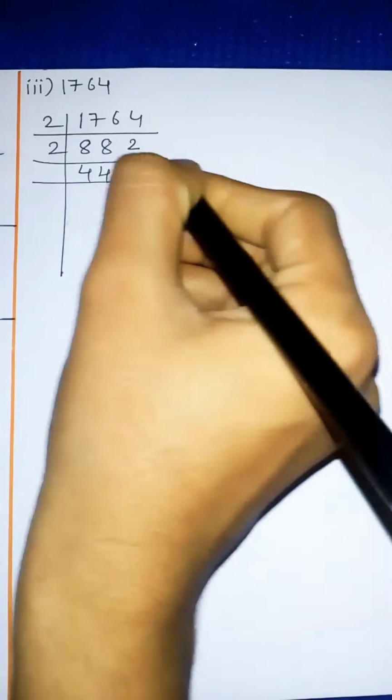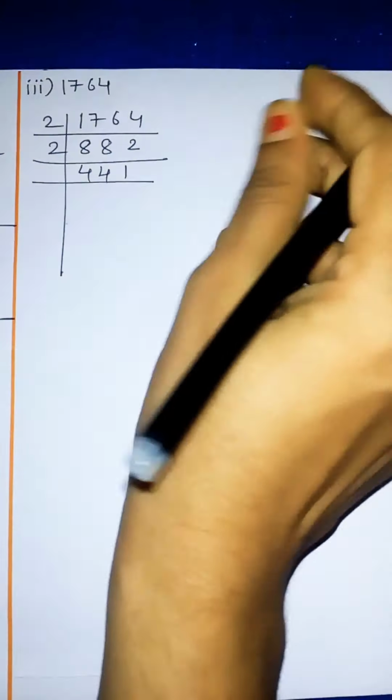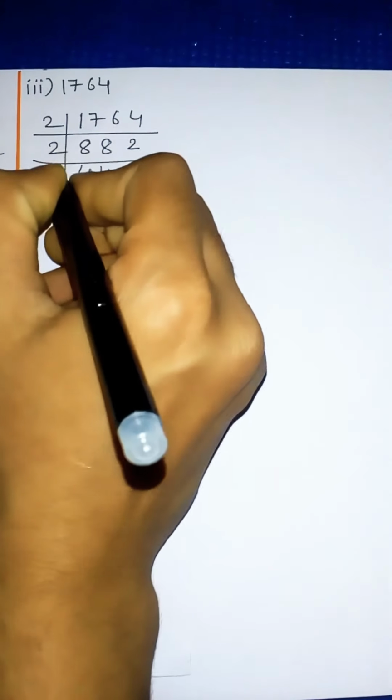Now 4 4 1. So we can take the table of 3. The last digit is 1, an odd number, so it will not come in the table of 2. Now we will start with 3. It will come in 3.